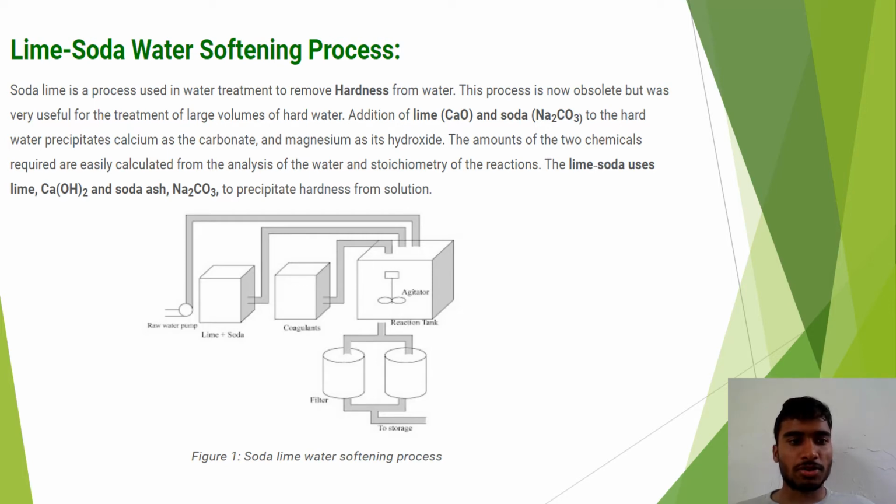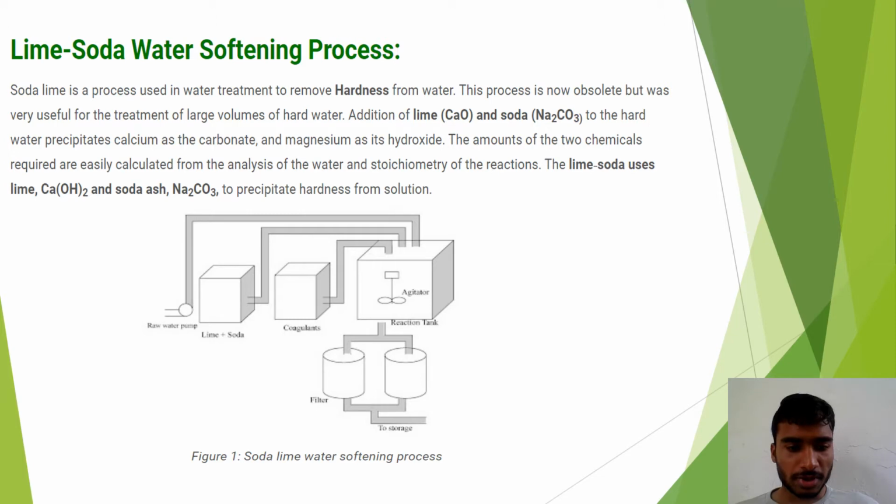Soda lime is a process used in water treatment to remove hardness from water. This process is now obsolete but was very useful for the treatment of large volumes of hard water. Addition of lime CaO and soda Na2CO3 to the hard water precipitates calcium as the carbonate and magnesium as its hydroxide. The amounts of the two chemicals required are easily calculated from the analysis of water and stoichiometry of the reactions. The lime soda uses lime Ca(OH)2 and soda ash Na2CO3 to precipitate hardness from solution.